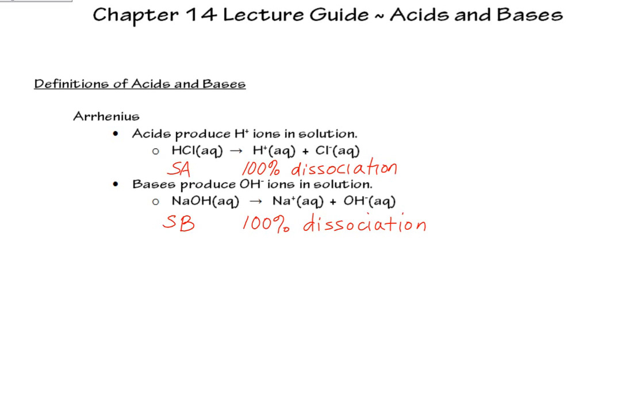The acid produces hydrogen, the base produces hydroxide. Works out great for strong acids and bases. It makes it really easy to look at a formula and predict if the solution is acidic or basic. It's a little bit tricky if you have a weak acid or base. A weak acid doesn't necessarily start with hydrogen. A weak base doesn't necessarily end with hydroxide.